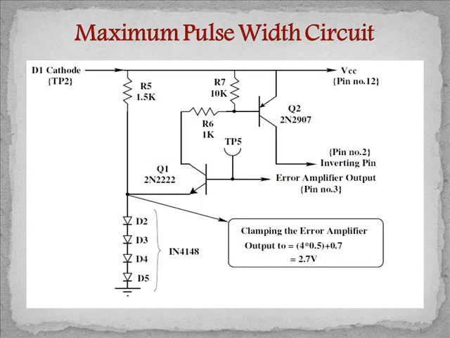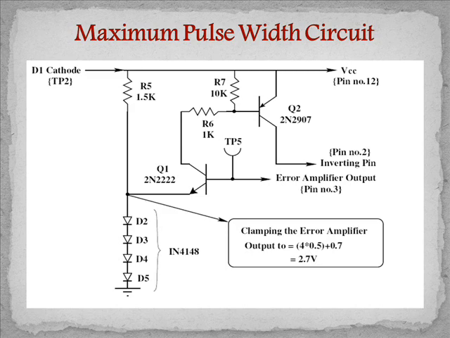This is the maximum pulse width circuit. It consists of two transistors Q1 and Q2. The main purpose of this circuit is to limit the voltage. The base of the transistor Q1 is connected to the compensating pin of the IC controller, and the collector pin of the transistor Q2 is connected to the inverting pin of the op-amp, which is internally a part of the IC TL494C.